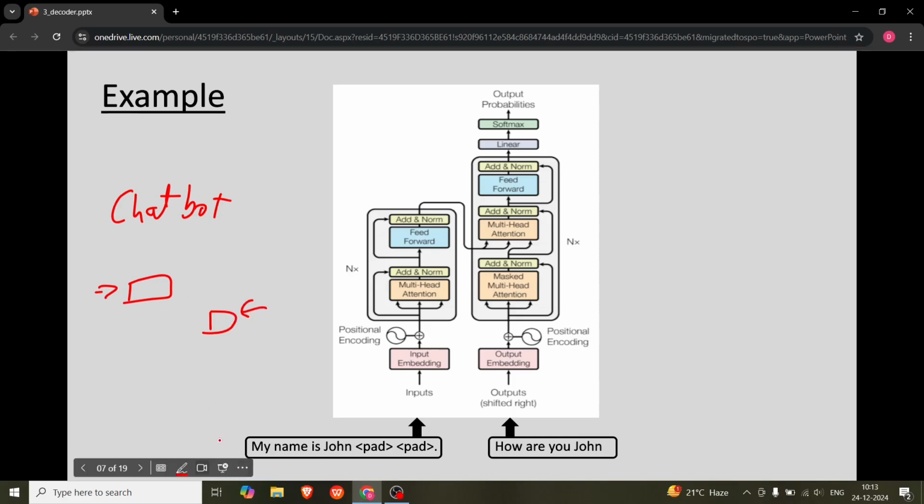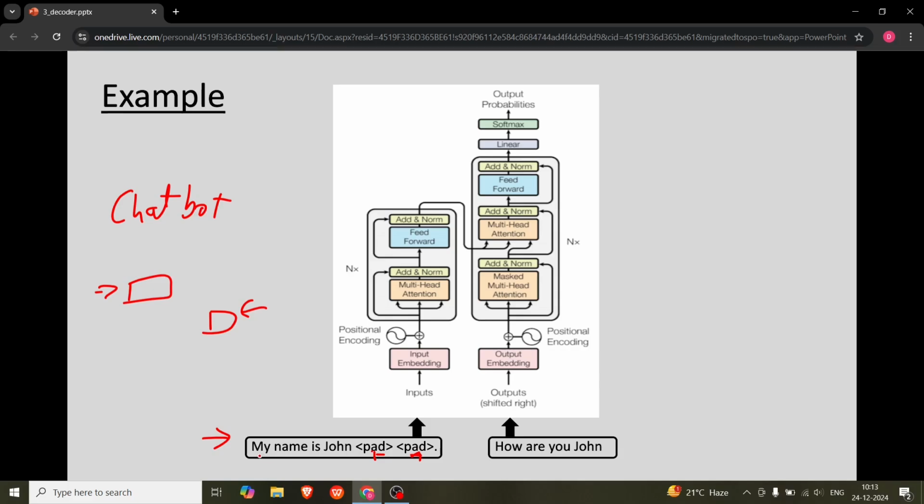So let's say you give the message, my name is John, and pad is your padding token. Obviously when you are training a model, you'll be training with sentences that are longer than the present sentence. Let's say there is another sentence that is six words, but you have a sentence that has only four words. So to make it six, you add two padding tokens. We'll see how we will be taking care of this in cross attention, but don't worry.